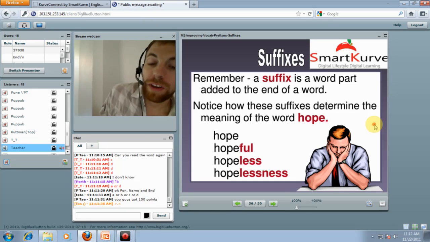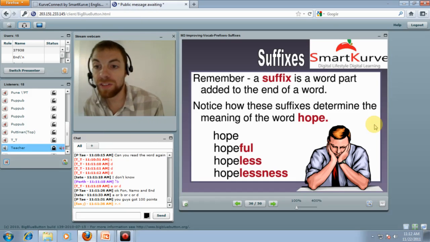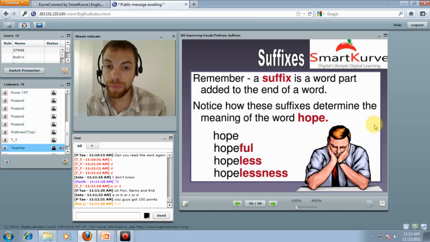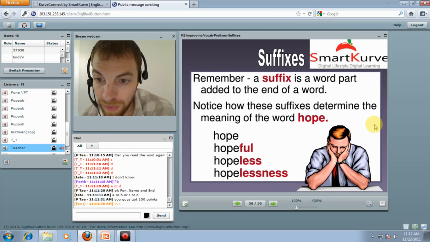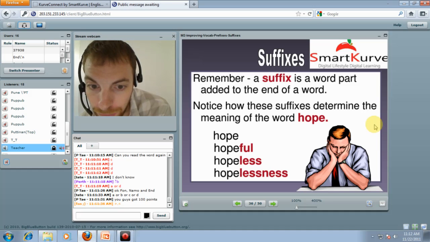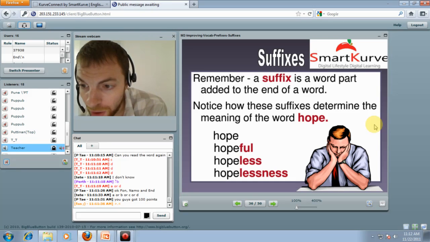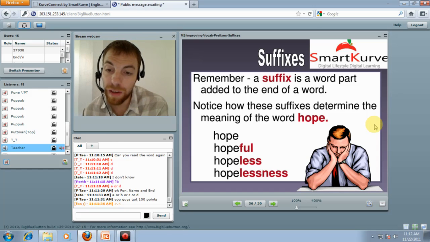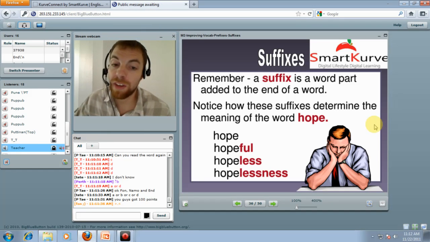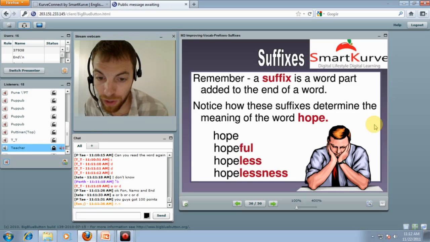So, that was all about prefixes, right? Now let's talk a little bit about suffixes. Remember, a suffix is a word part added to the end of a word. And notice how a suffix changes the meaning of the word hope. Sometimes a suffix can change the meaning, and sometimes a suffix can change the part of speech, like future or past tense or present. So here's a word, hope.